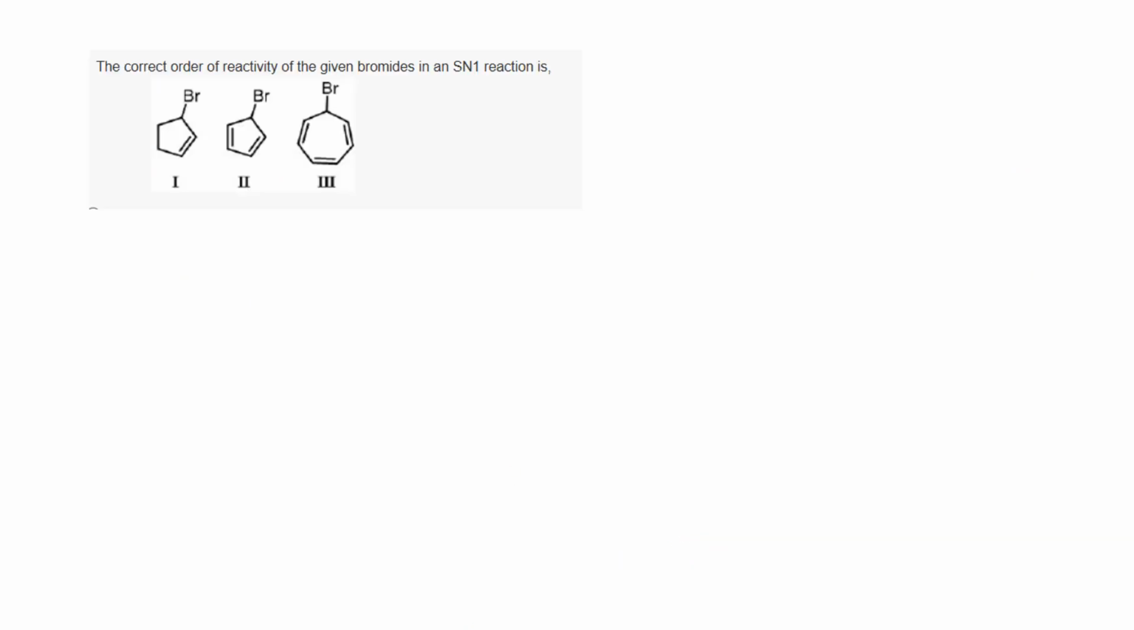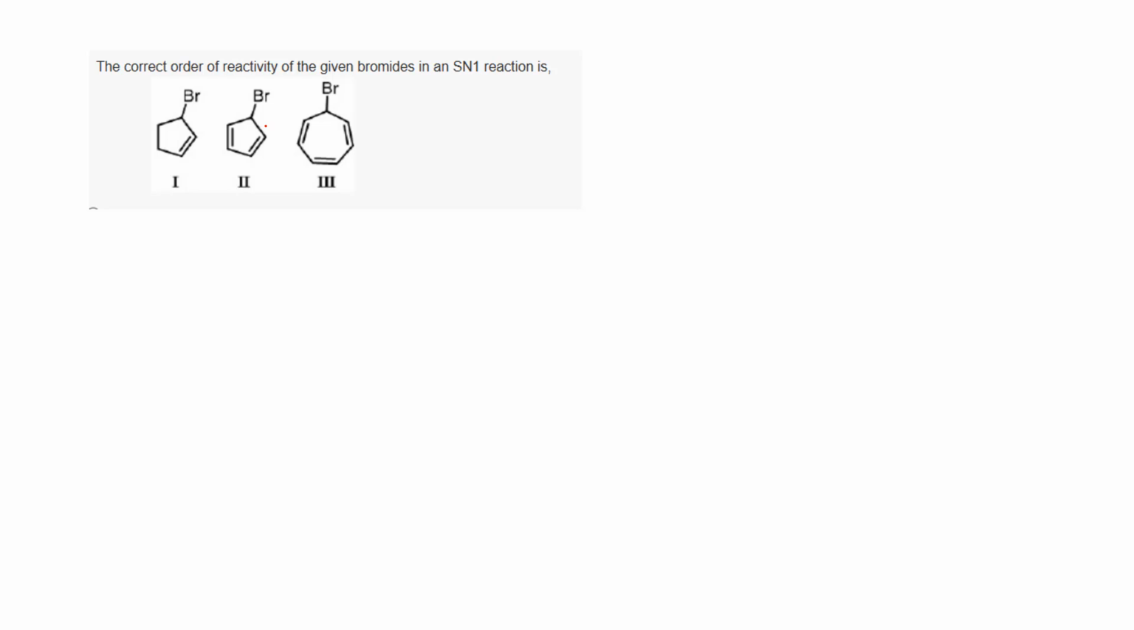So just to clear your concept, I have given this question. What is the correct order? This question has come in different competitive exams also, maybe some previous year NET I think. So you know that just by understanding the concept you can attempt those questions. The correct order of reactivity of the given bromides in SN1 reaction. Among these three, which one will react faster in SN1 reaction and which one will react slower, you have to determine.